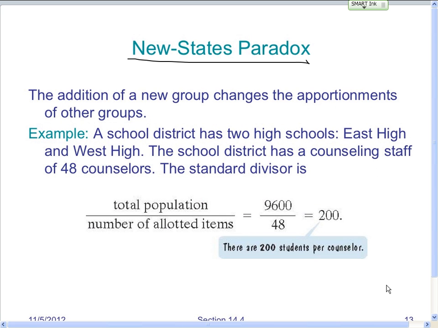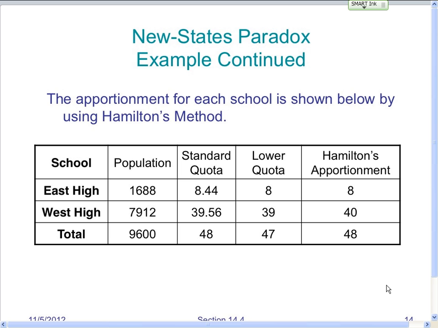New states paradox. The addition of a new group changes the apportionments of other groups. We've got 2 high schools, East High and West High. The school district has counseling staff of 48. So that means for every 200 students, you need to hire a counselor. Standard divisor is 200. Hamilton's method again. Final apportionment, we have 8 counselors for East High and 40 counselors for West High.